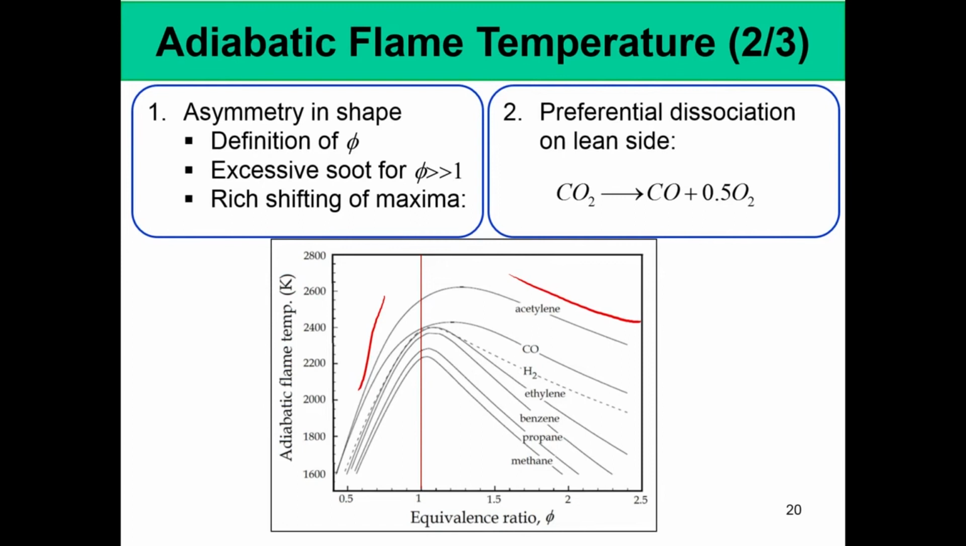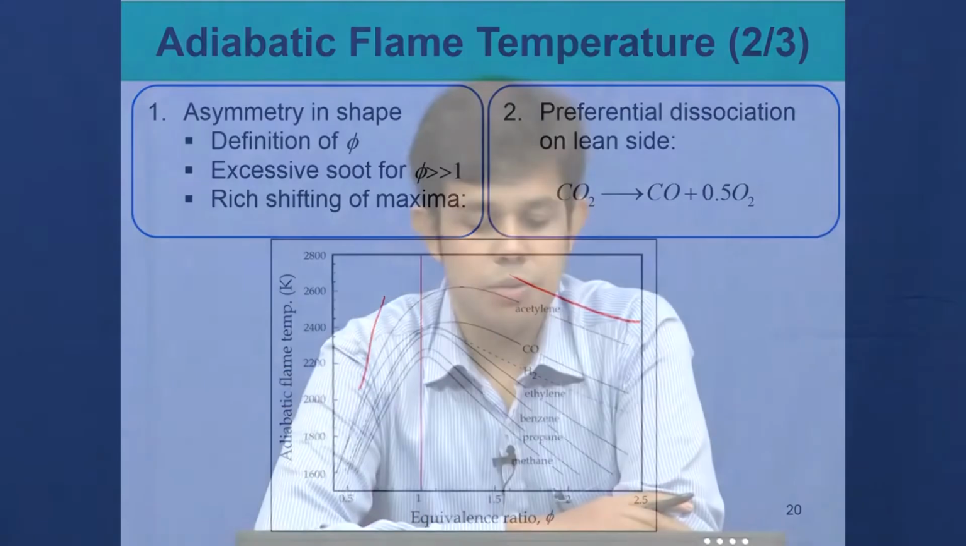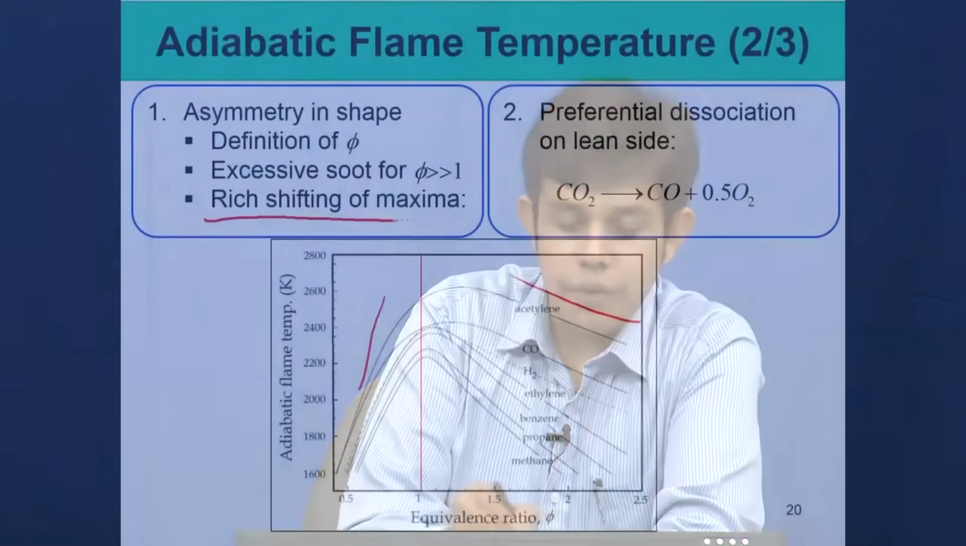Of course, you must also note that there is a lot of soot if you burn fuel rich, because of the unburned hydrocarbons and particles that are being formed, and this CO. There is some ring structure formation, and then there is polymerization, and then you form soot. That is why fuel rich combustion is very much unwanted. And then there is a very important phenomenon of the rich shifting of the maxima.